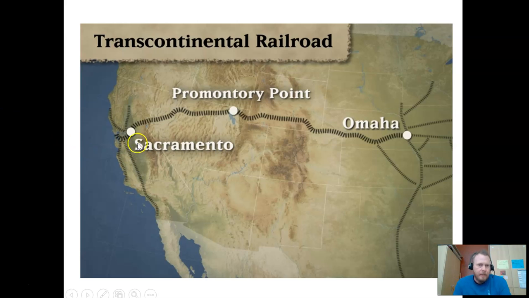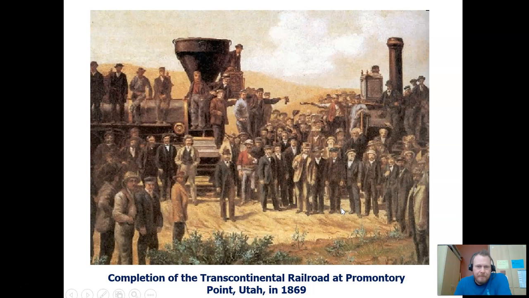So you see here, Sacramento is where this company starts. Omaha is where this company starts. They meet here in Promontory Point, Utah. And this connects all of the system of railways over here in the east. This is the completion of the Transcontinental Railroad, Promontory Point, Utah.